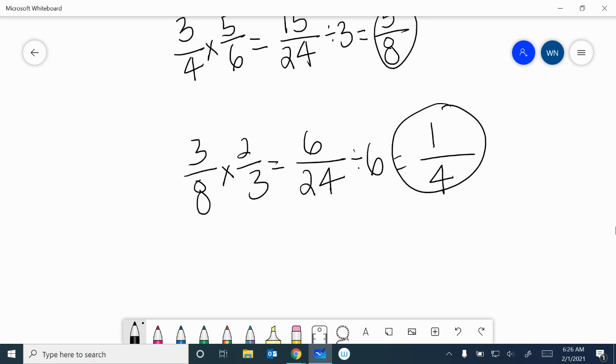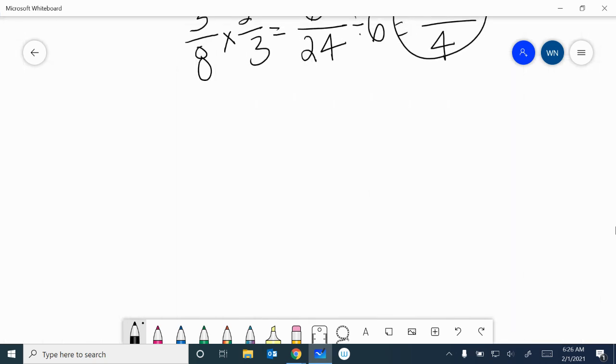If you got to 2/8, you could have kept simplifying. Make sure you keep simplifying every time. I hope you've noticed that we are just multiplying straight across and we have no common denominators. Multiplying fractions is actually super easy. You just go straight across. How about another one for you to try?